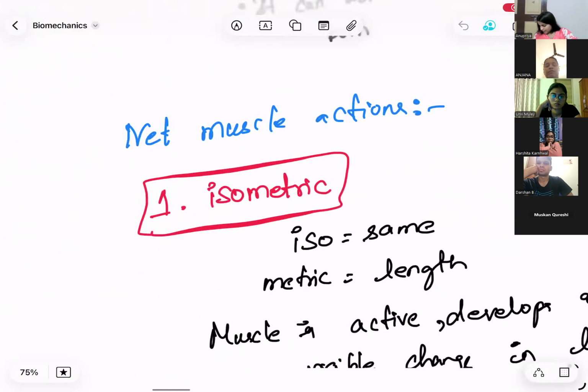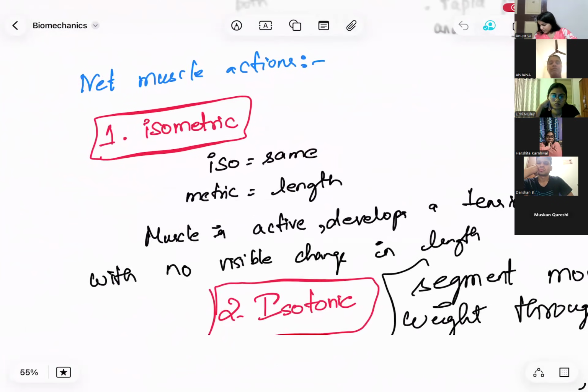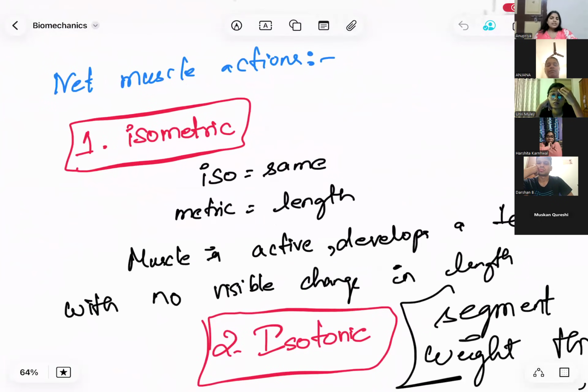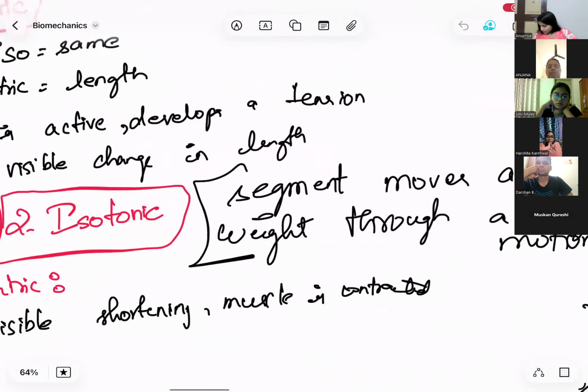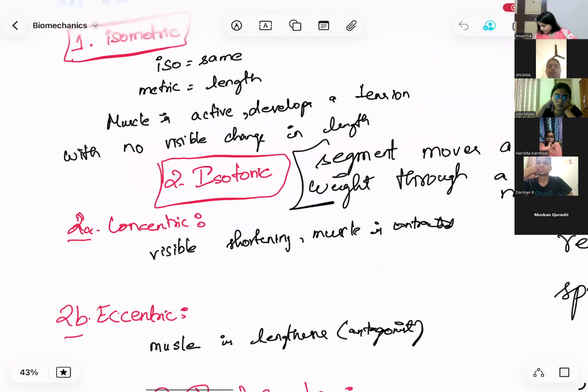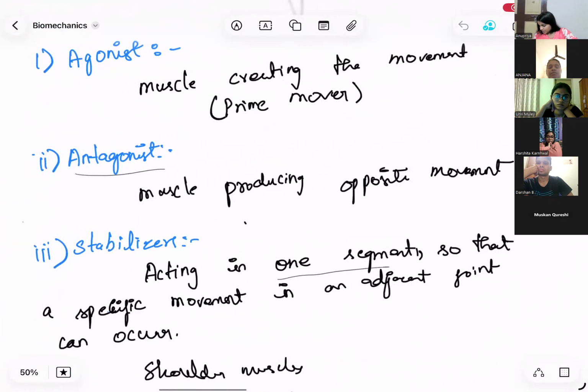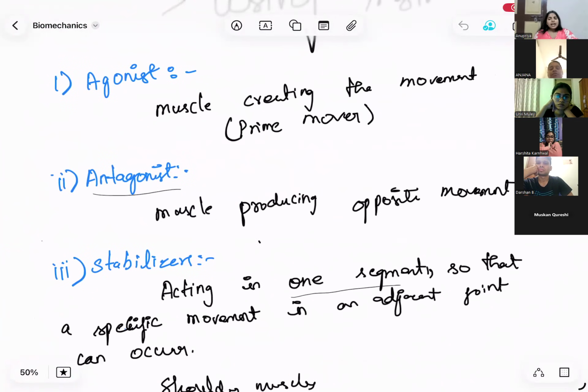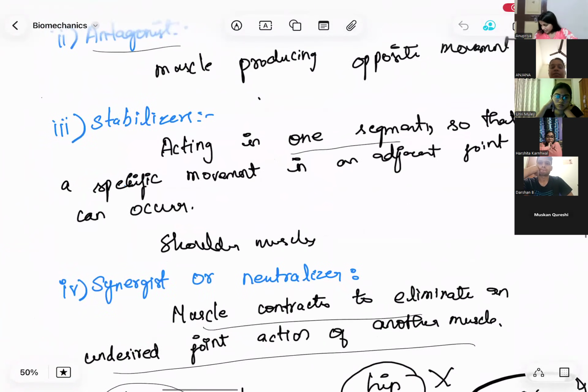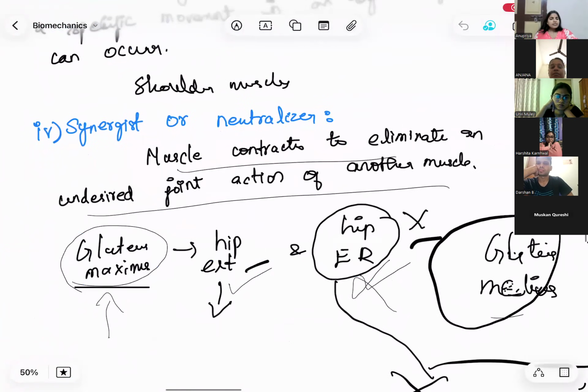Then we have iso. Iso means same. Metric means length, where the muscle will be actively working, yet there will be no visible change in length. Then we have isotonic, where we have concentric and eccentric. Then we have the agonist, the muscle creating the movement. Antagonist, the muscle producing the opposite movement. Stabilizer as well as synergist. Clear, everyone, so far?